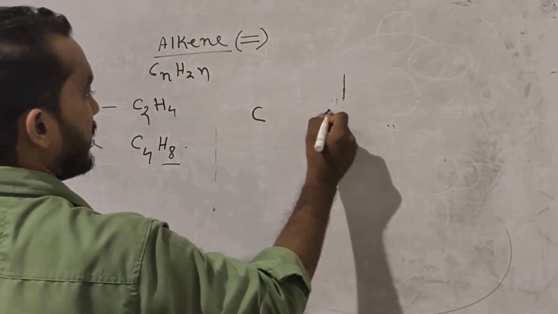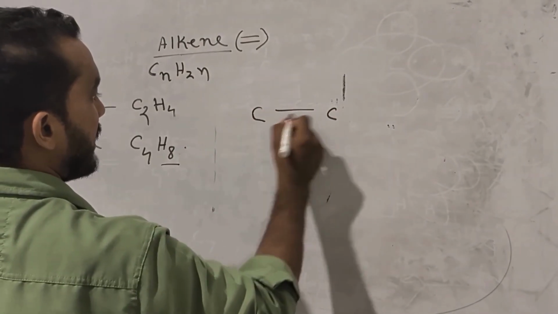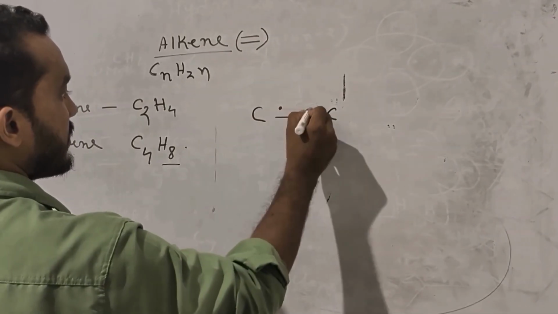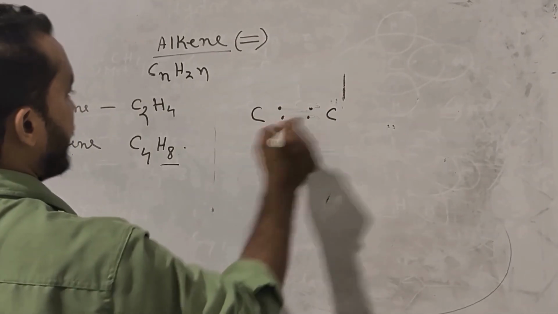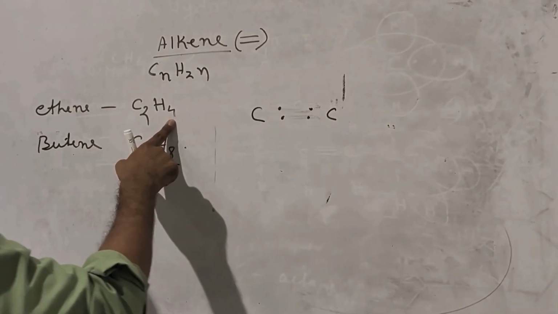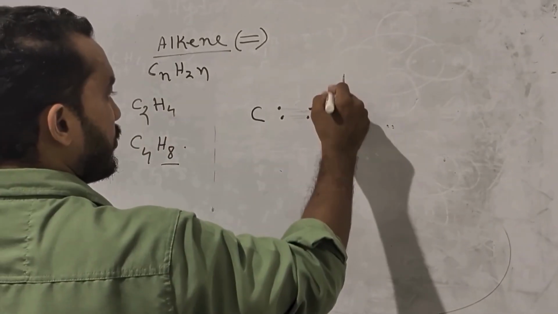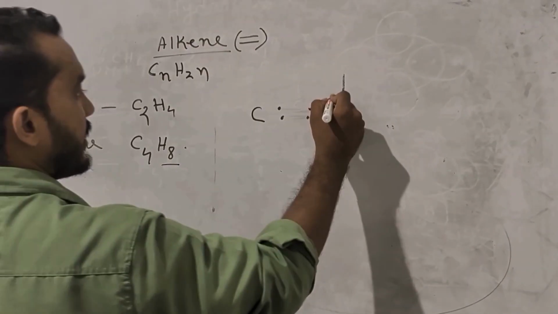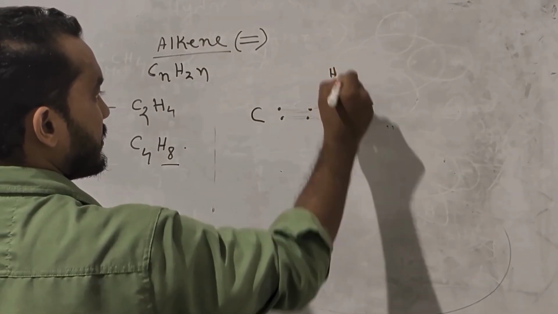See, carbon and carbon. You know there is what? Double bond. So for one bond, you give 2 electrons. Hydrogen is what? 4. That means here I can put one hydrogen, and with this carbon again one, here one. That means you give like this.